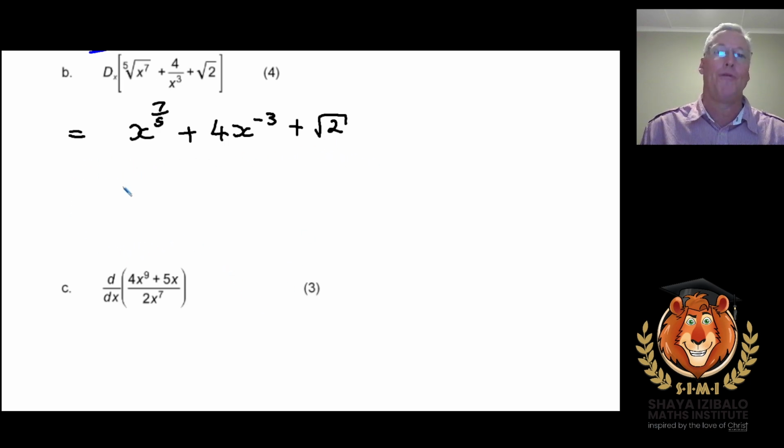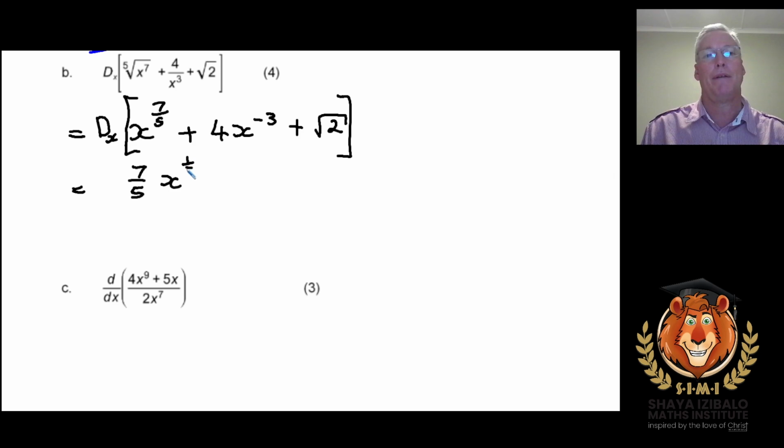However, what I've written so far is problematic because this was saying find the derivative of this stuff, and I haven't done that yet. So I still need to write dx and put all of this in a big bracket. I'm going to differentiate all of this stuff. Now at this point, I differentiate, and I get 7 over 5 x to the 5th minus 12x to the minus 4, and the derivative of root 2 is just 0.